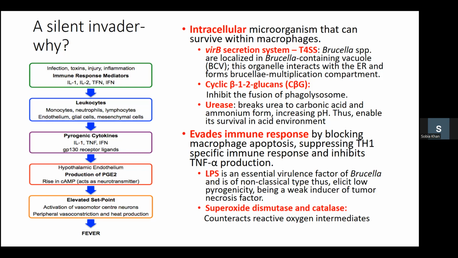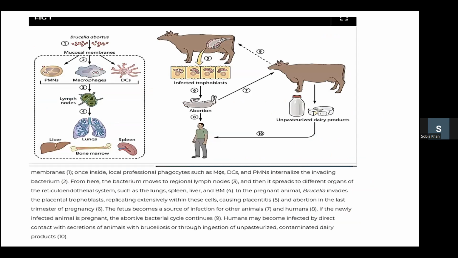Furthermore, we know that the first line of defense is the macrophages, which go and engulf the bacteria. So Brucella has superoxide dismutase and catalase enzymes, which counteract the reactive oxygen species and help it to survive within the macrophages. Brucella also blocks macrophage apoptosis, and thus the macrophages that it resides in are unable to destroy themselves. Moreover, the lipopolysaccharide of Brucella is of the non-classical type, which elicits low pyrogenicity and is a weak inducer of tumor necrosis factor. So all of these mechanisms combined help it to survive intracellularly and invade and be a silent invader.